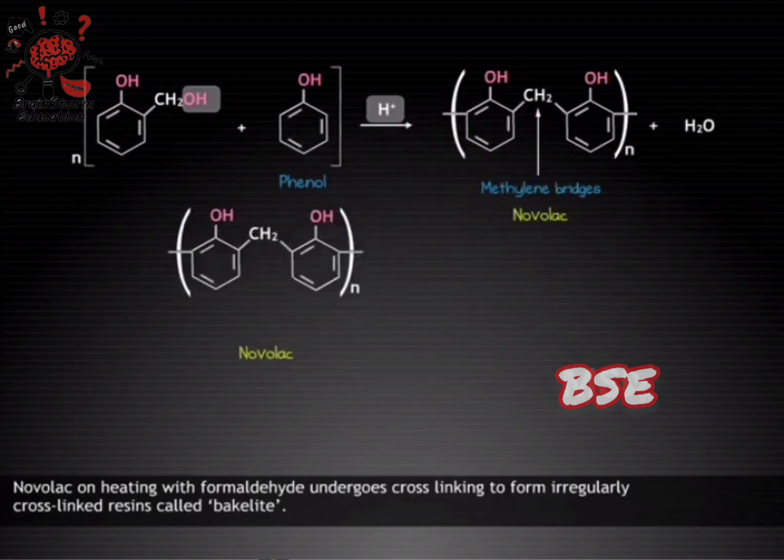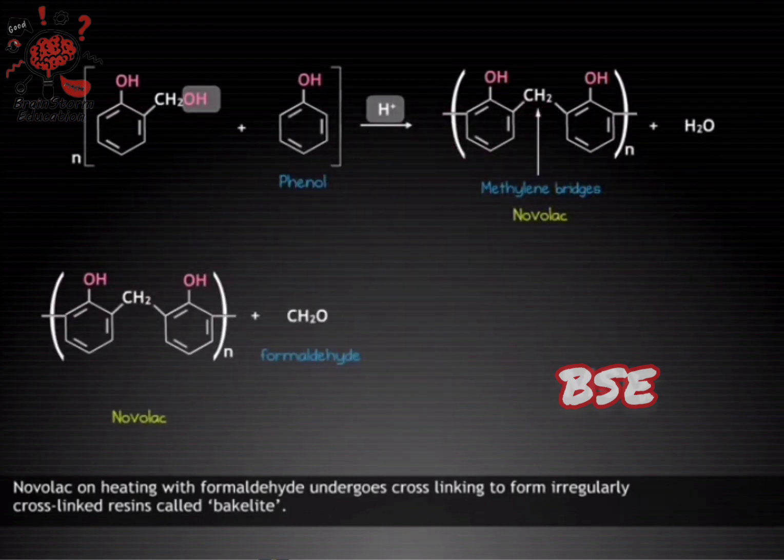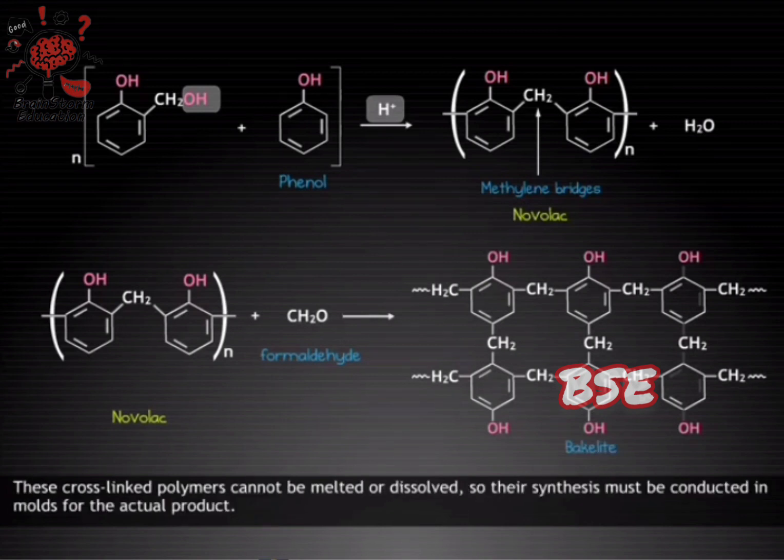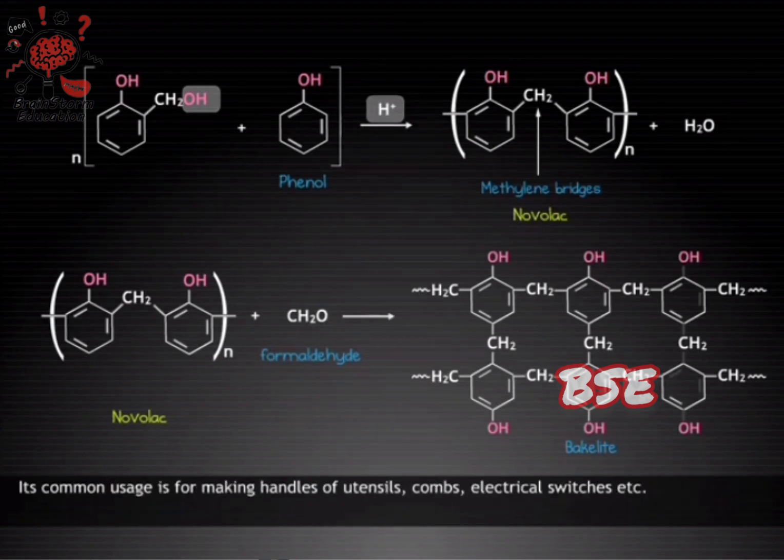Novolac, on heating with formaldehyde, undergoes cross-linking to form irregularly cross-linked resins called Bakelite. These cross-linked polymers cannot be melted or dissolved, so their synthesis must be conducted in molds for the actual product. Its common usage is for making handles of utensils, combs, electrical switches, etc.